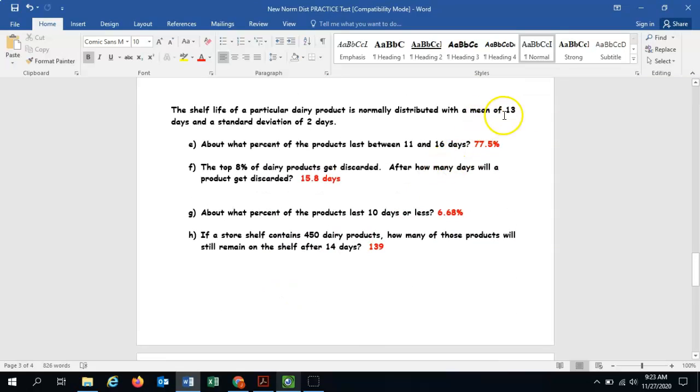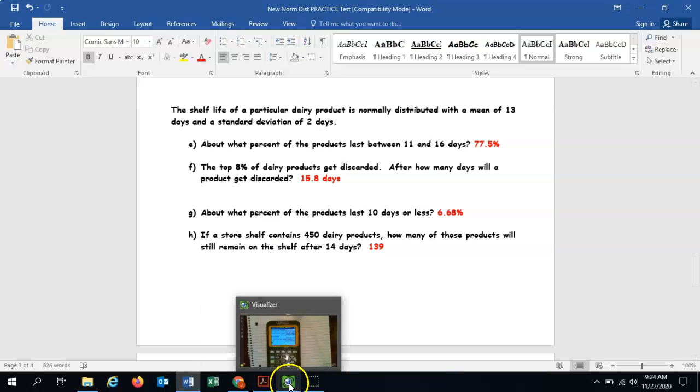All right, so mean is 13. We got standard deviation is 2 days. So what percent lasts between 11 and 16? So this is where they're giving me a lower boundary and an upper boundary, and I'm going to get the normal distribution percent from there. So I'm going to go into my distribution function. My lower boundary is 11. My upper is 16. I'm putting in 13 for the mean and 2 for the standard deviation.